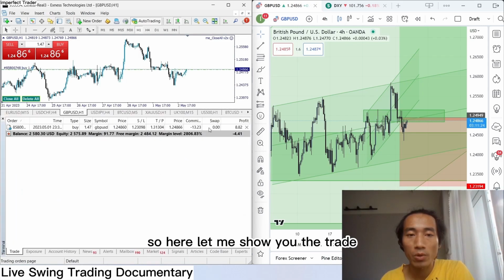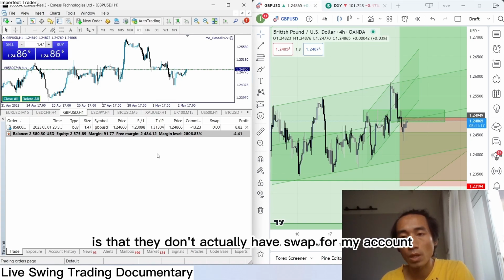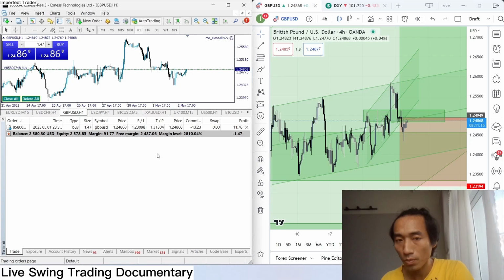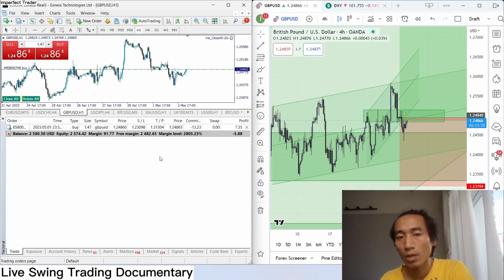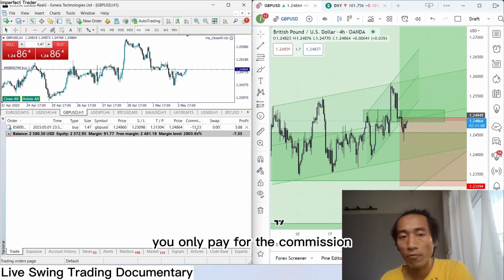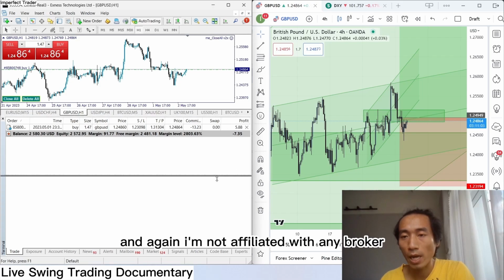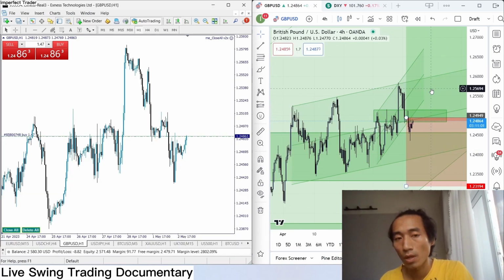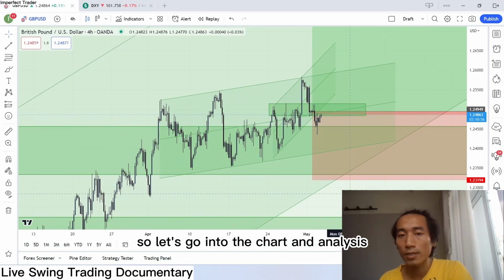So let me show you the trade. The thing about this broker I'm using is that they don't actually have a swap for my account. So that is a good thing when you hold a trade for a long time. You only pay for the commission and you don't have to pay for the swap. And again, I'm not affiliated with any broker. So let's go into the chart and analyze this.